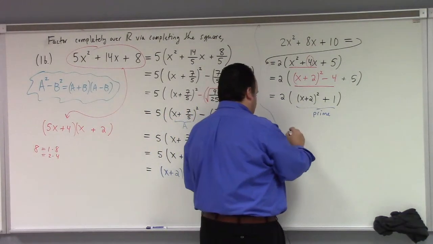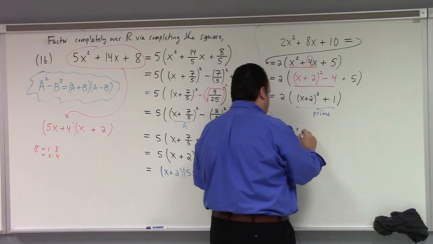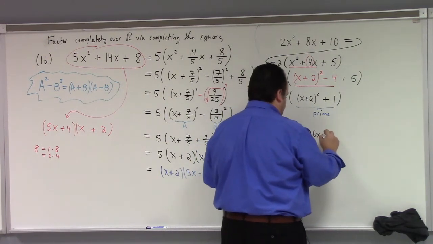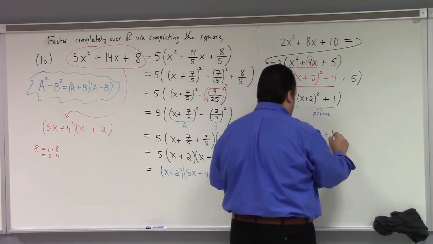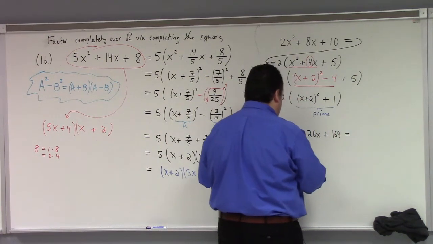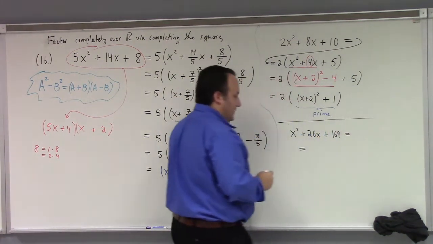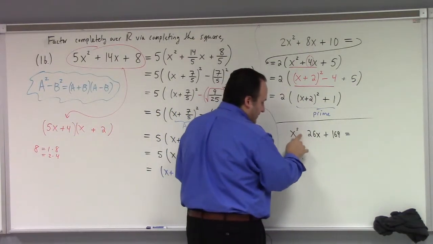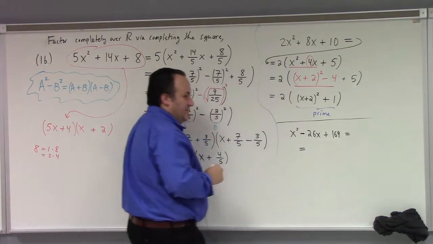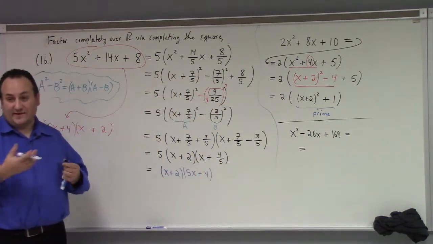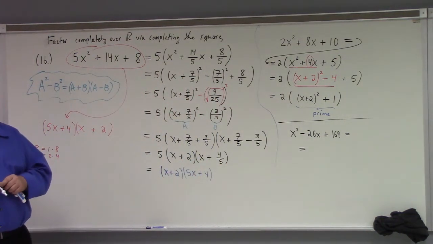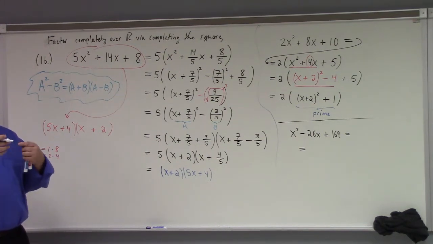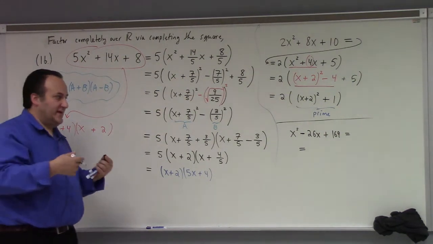What if you had, like, x squared plus 26x plus, I don't know, 169. What happens if you complete the square on this one? So we take half of 26, let me make it minus 26 to make it more interesting. So we always add half of the coefficient of x. If it's positive, you add the positive number. If it's negative, you add the negative number.